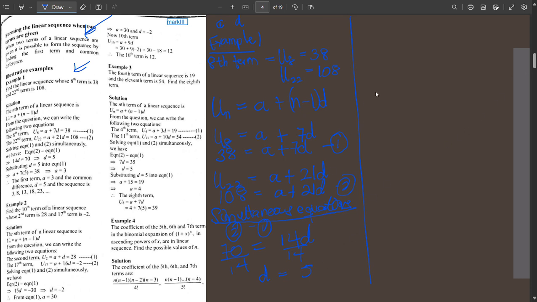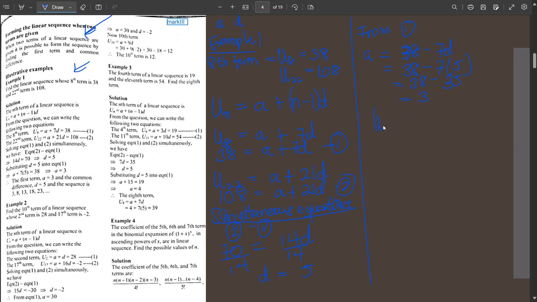Now we have to find a from the simultaneous equation. So we can just take one equation. What is a? Let's make a the subject in equation 1. From equation 1, a is equal to 38 minus 7d. So let's see. What's 38 minus 7 into bracket 5? That is 38 minus 35, giving us 3. So the first term is 3.